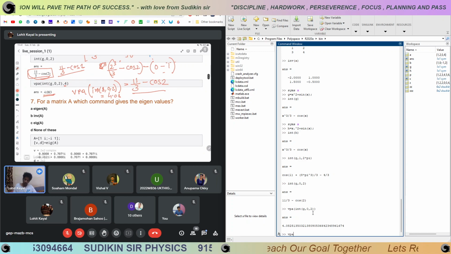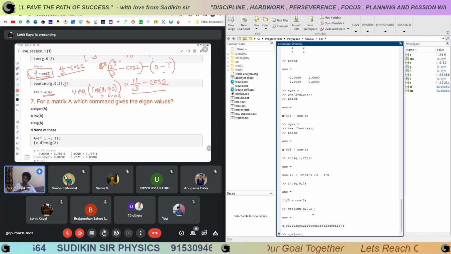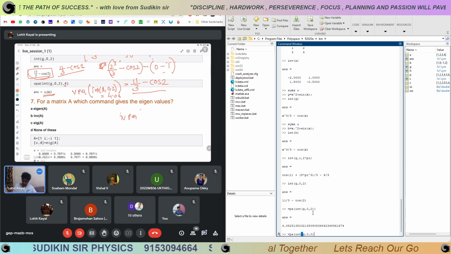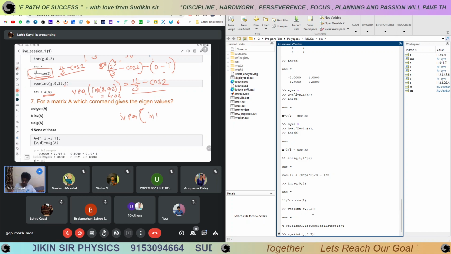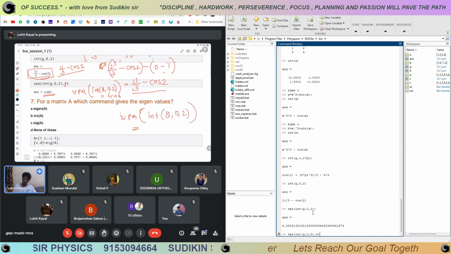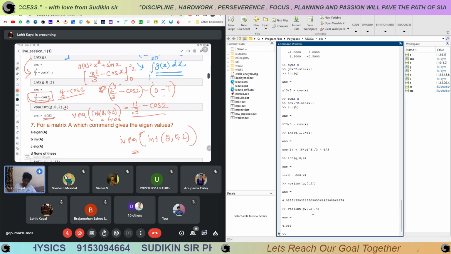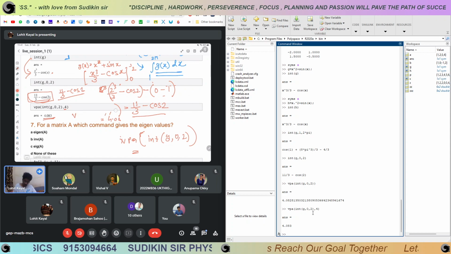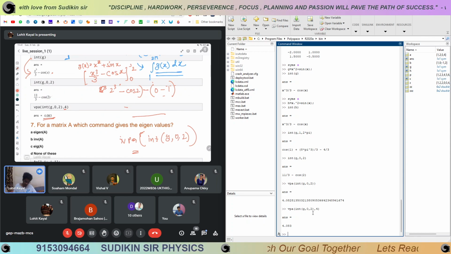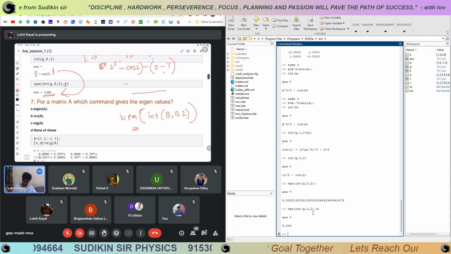If you don't want to use precision, you are fine. MATLAB will use some default precision. You just do VPA of int of g and give it this limit, and it will give you the numerical value. So just remember that we are using VPA here to convert the symbolic value to a numerical value. Okay.